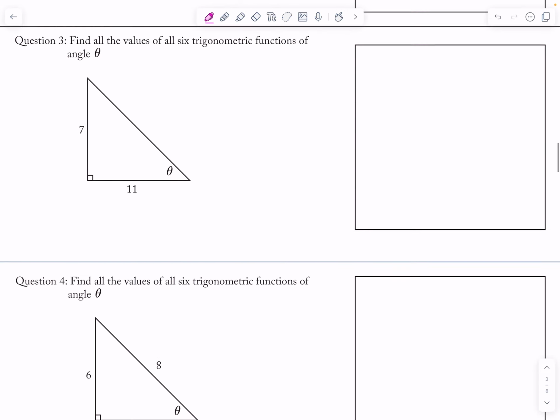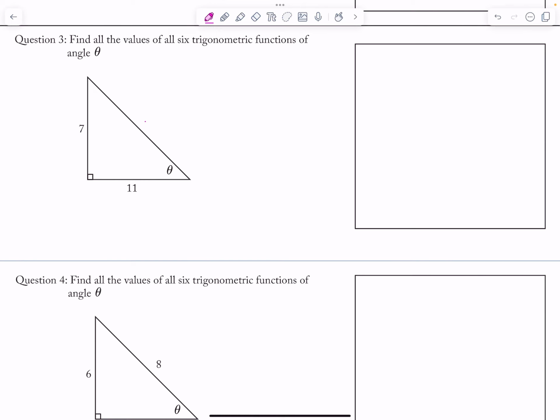Okay. Number 3. So 7 squared plus 11 squared is equal to c squared. So 49 plus 121 is equal to c squared. So let's see. 170 is equal to c squared.